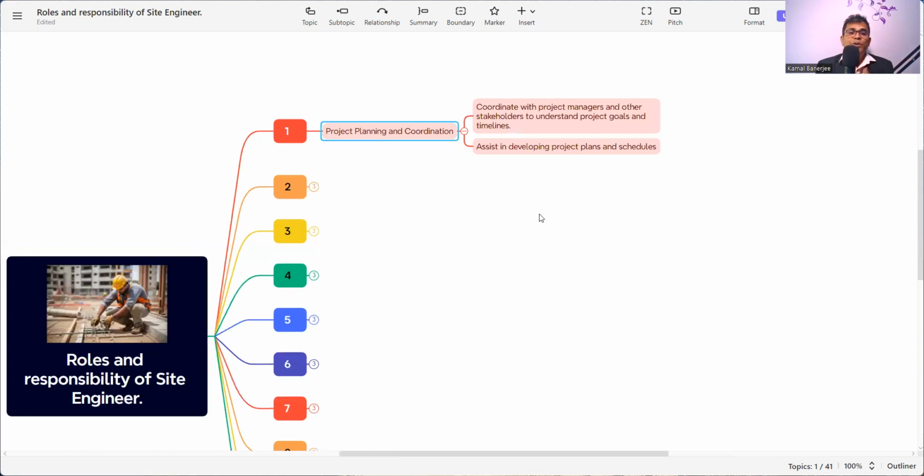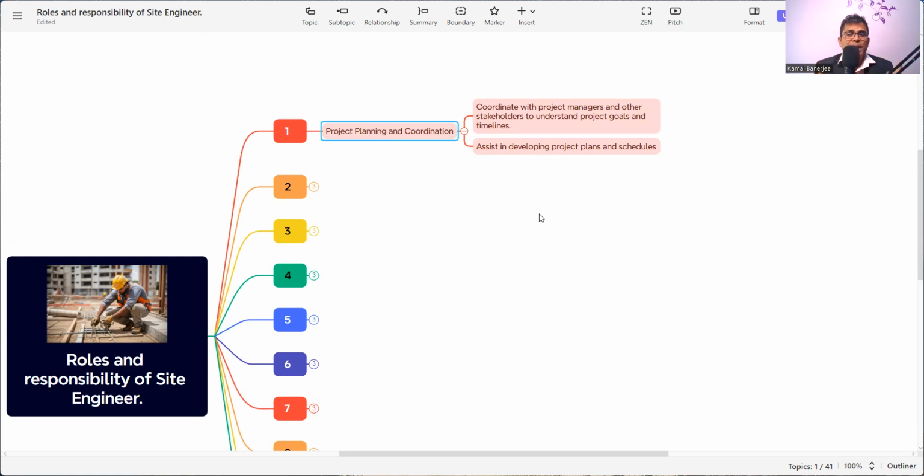So how can we do that? Coordinate with the project managers and other stakeholders to understand project goals and timelines, and assist in developing project plans and schedules. So first you need to know from the project manager, stakeholders and other people what your scope is, what your goals are and what your timelines are, and accordingly you need to understand what you need to do. And whenever you understand, then you need to give your input, that you need this manpower, you need this material in order to finish the project or finish the activity.